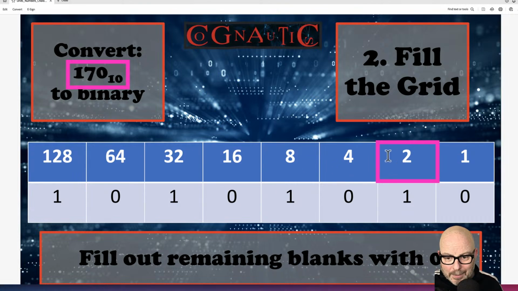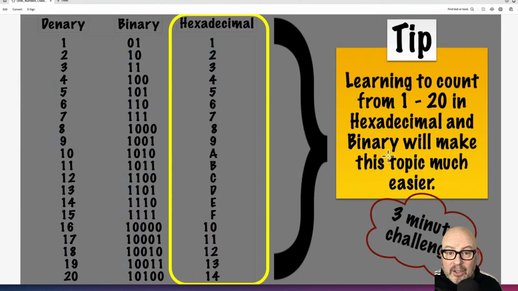I know I'm talking quickly. I hope that makes sense. All right, so now we go on to hexadecimal. Hexadecimal takes us up to 16.